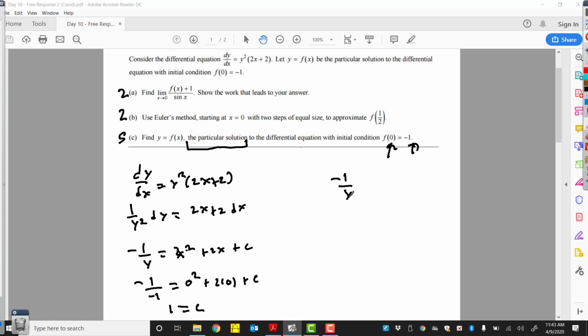So we have negative 1 over y equals x squared plus 2x plus 1. We can flip this and divide by the negative 1, so we end up with y equals negative 1 over x squared plus 2x plus 1. And there we have it. There's our answer. So let's look at how this would actually be solved. Oops. Let's make sure we write our integral symbols there. Let's look at how this would actually be solved, or how it would be scored, not solved.